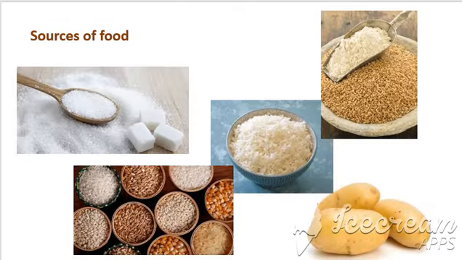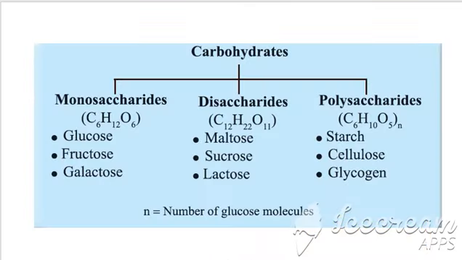So what are the examples for carbohydrates? Basically there are so many examples, but I have given here some pictures of the sources of foods containing carbohydrates. Say, for example, the simple sugars, rice, wheat, potato, and several grains. These are a few examples of carbohydrates. This is a classification based on the way carbohydrates are formed.